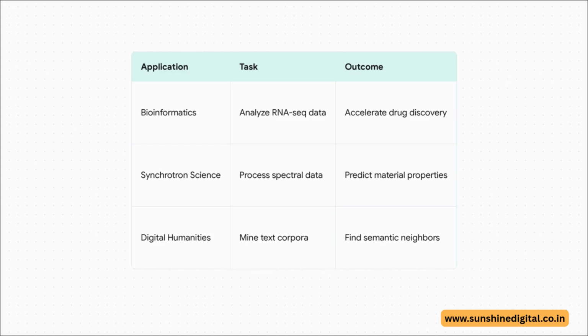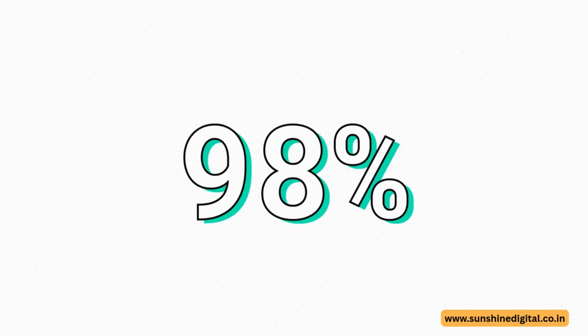This is serious stuff. Now look at this number, 98%. What in the world is that? Well, that was the accuracy someone achieved using Orange to build an intrusion detection system for network security. Think about that. This isn't just an academic exercise. That's a real-world result that could have massive implications for cybersecurity.